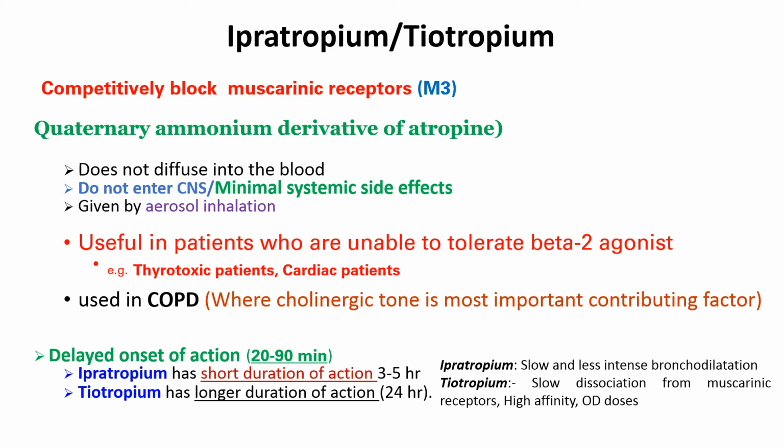Now, if you compare ipratropium bromide and tiotropium bromide, tiotropium bromide has a relatively longer duration of action. It has approximately 24 hours of duration of action, and ipratropium bromide has a shorter duration of action, up to 3 to 5 hours. But both drugs have a delayed onset of action compared to the beta-2 agonistic agents.